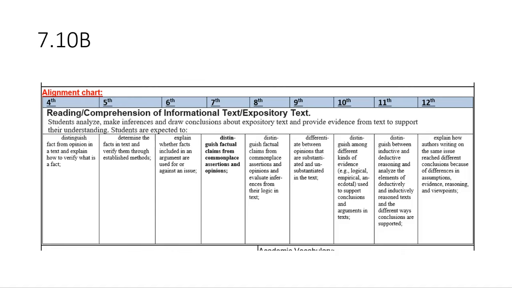10B is also an introductory standard for our students. This is the first time they've been introduced to the terms factual claims and commonplace assertions. Students are familiar with fact and opinion, but they have not gone beyond that. So the idea of a claim versus an assertion and an opinion is very new to them. Students will need to be able to understand the terms as well as identify the items. This is a supporting standard, so we're not sure if it's tested or not from year to year.